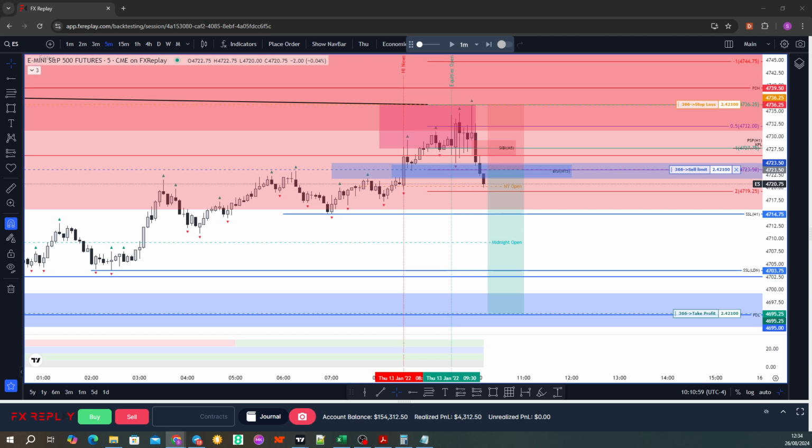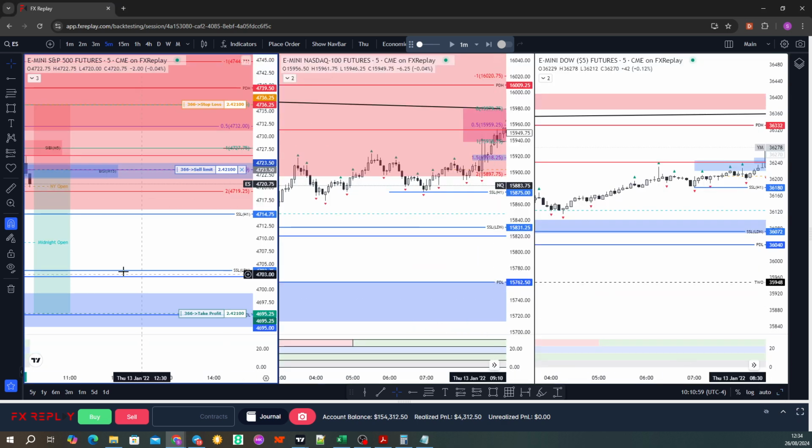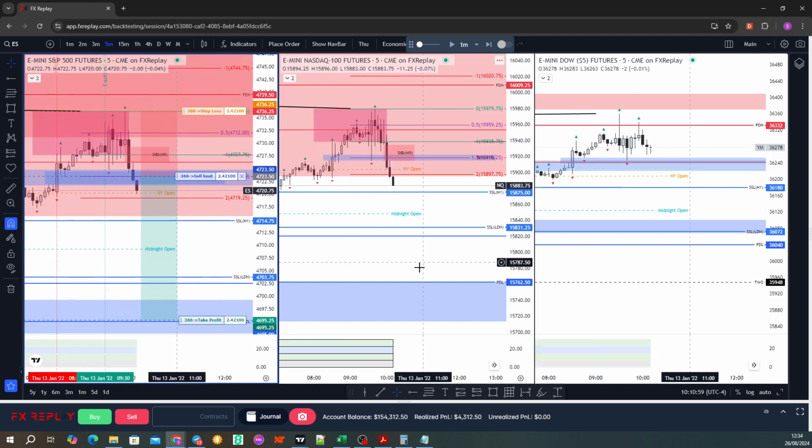Okay, so to me, if price trades back up into that area, then we've got a potential trade idea. So I'm going to keep it on the 5. I'm going to run with the 1 minute. Let's see how we go.